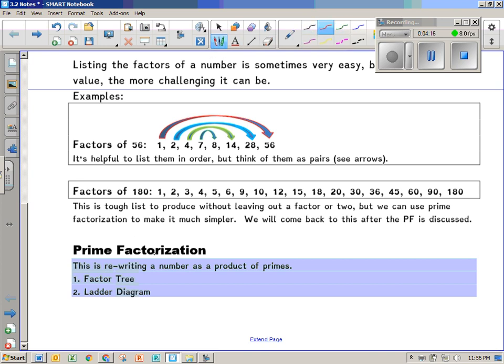Prime factorization. We already said the verb factor meant to rewrite as a product. So to do the prime factorization means to rewrite it as a product, a multiplication problem, where all the factors are prime numbers. Well, most of the time, I'd say the factor tree is probably the most commonly used, but you can also use a ladder diagram.